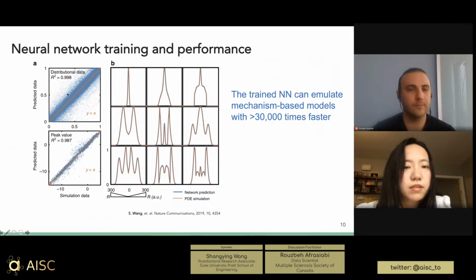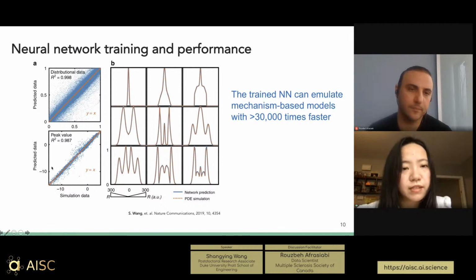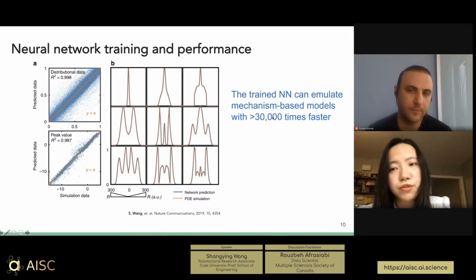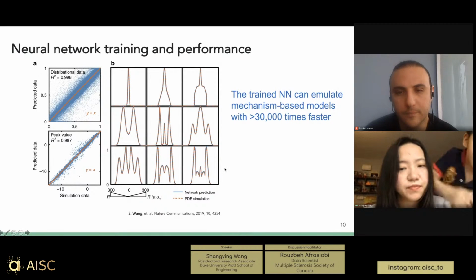Here I plotted the predicted data from the neural network versus the simulation data. This is for the distributional data, and this is for the peak value. You can see they did pretty good jobs. I also selected a few from the test sample, and you can see all the predictions correlate with the simulation results very well. The trained neural network can emulate mechanism-based models more than 30,000 times faster.